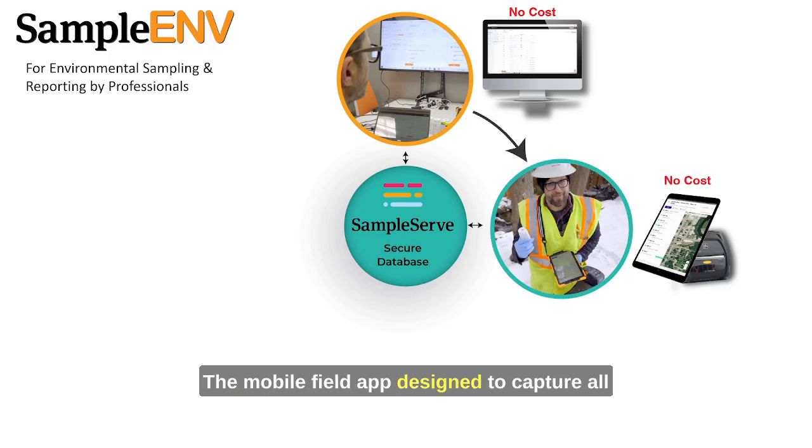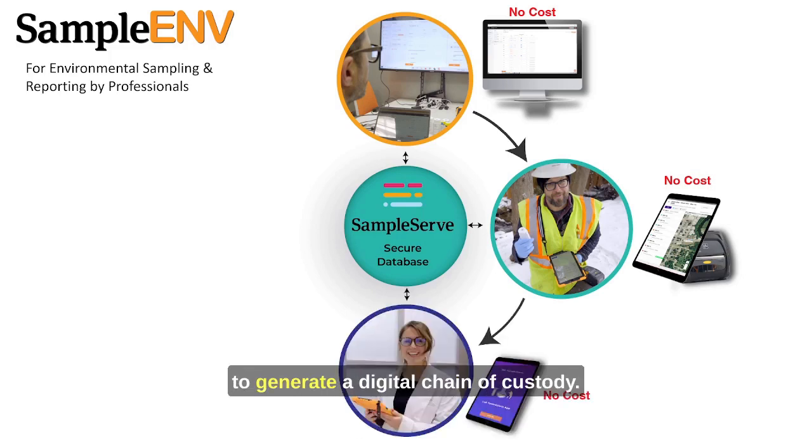The mobile field app is designed to capture all the field data, take photographs, collect GPS. It's also designed to print labels in the field right at the time of sampling. Labels are special QR coded labels. You'll see some examples here shortly. And then you're also going to be able to generate a digital chain of custody. So when you're done sampling for the day, you're going to hit a button. It's going to generate a digital chain of custody. That custody is going to be sent to the laboratory.